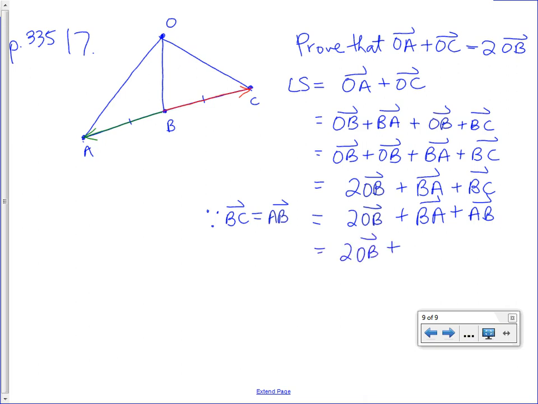BB. And a vector that starts and ends at the same location is just the 0 vector. And then our identity rule says vector plus 0 vector is just the original vector, which is the right side.